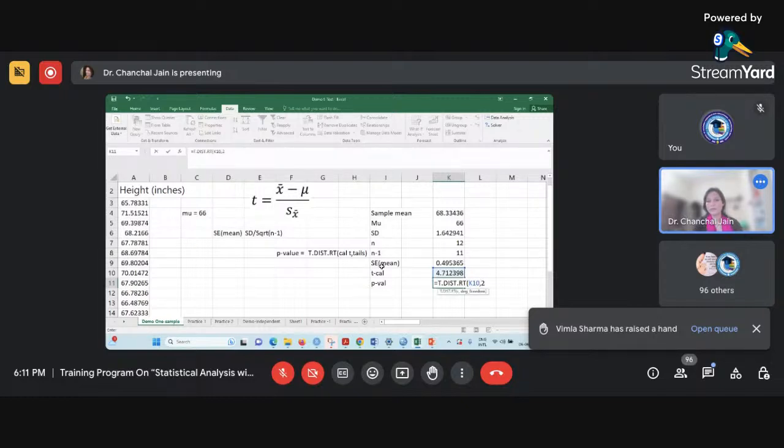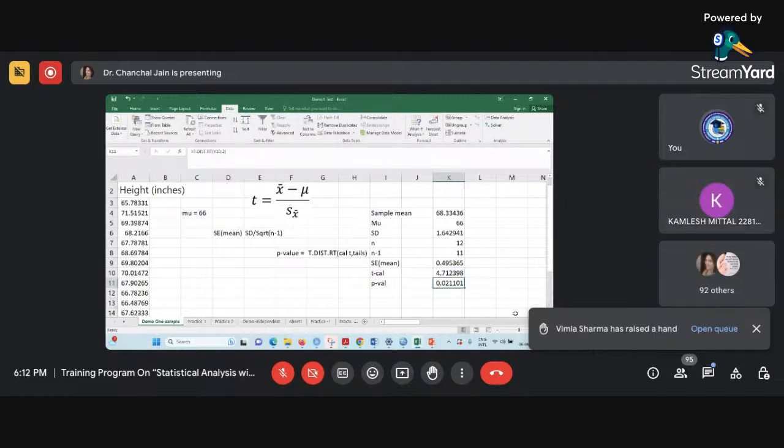Done? What is this 2, ma'am? Whether you are going for a one tail test or a two tail test, that you need to write. Fine. Press enter and you will get the p-value. Okay, so now this is the p-value.